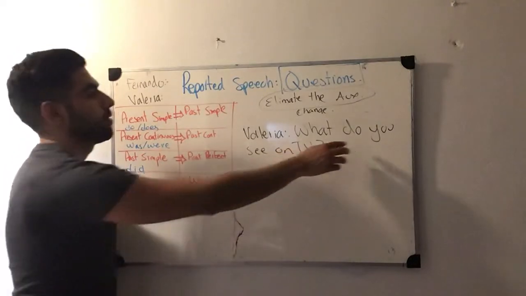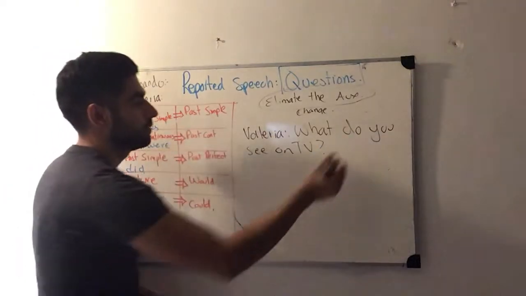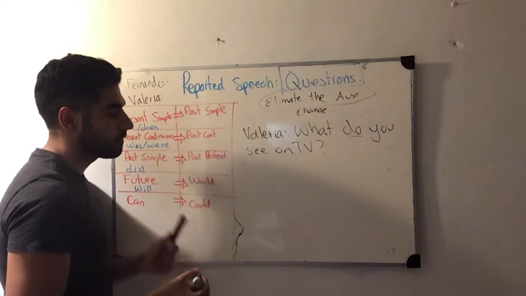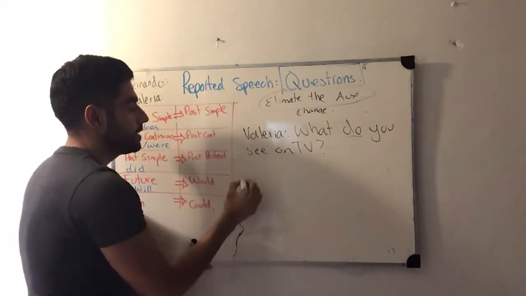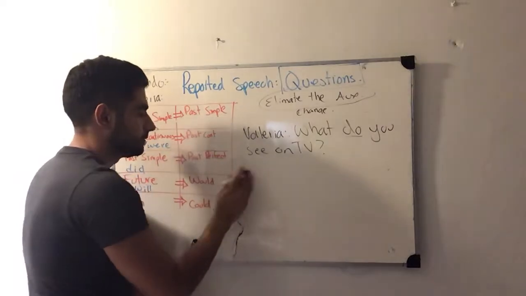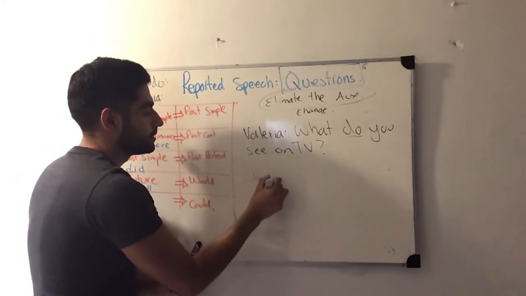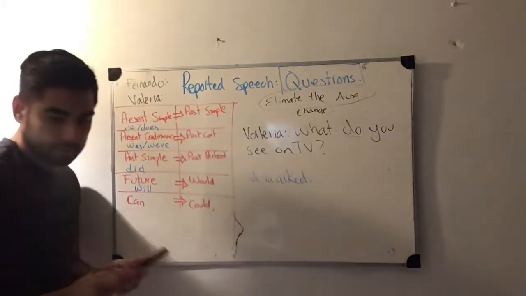In this case, we already know that it's present simple because we have the auxiliary do. Okay? There you go. In this case, what do we have to do? As I was telling you, we don't have to use she said that or he said that. In this case, we say Valeria asked.